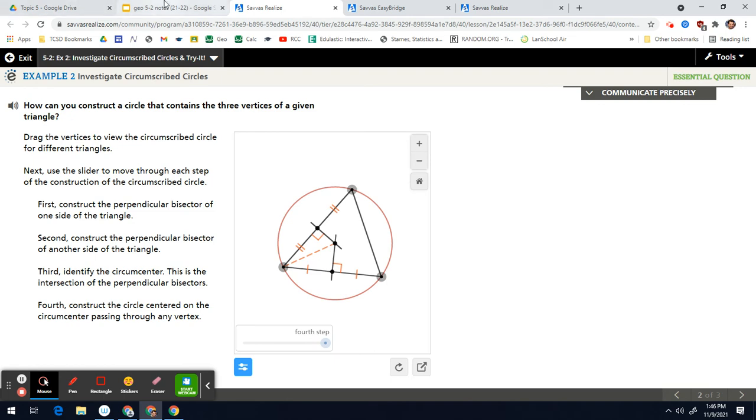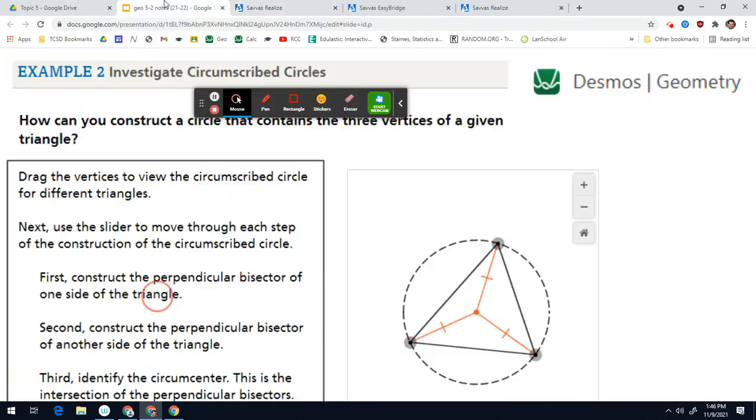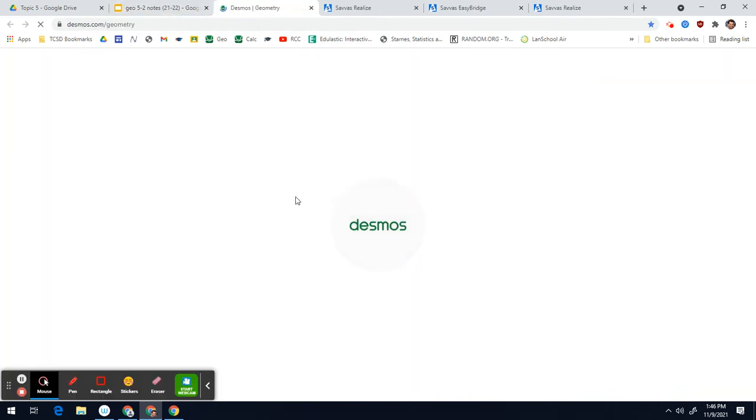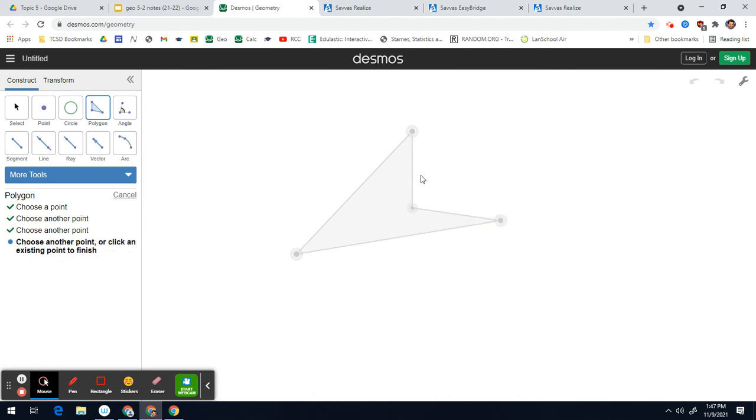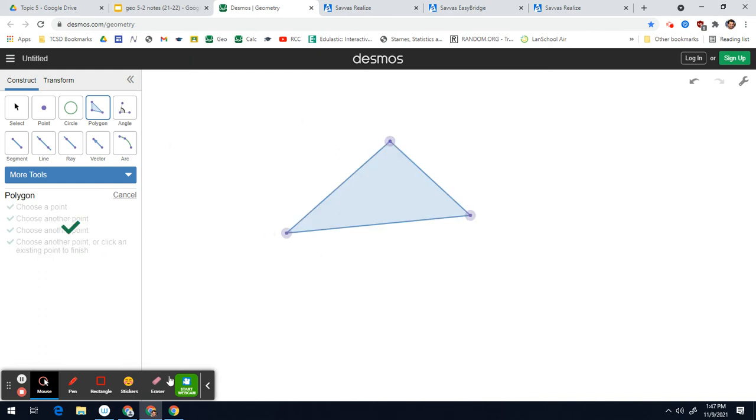So let's actually do this together in Desmos Geometry. I would suggest you do it with me as I do it. So Desmos Geometry. All right, so you can draw a triangle, any kind of triangle you want to. Understand that this triangle is going to go around. Now notice that when I made this triangle, I'll do that again. You have to go back to the first corner to make that triangle stand out. Okay, so first step, we're going to make the perpendicular bisector of one side.